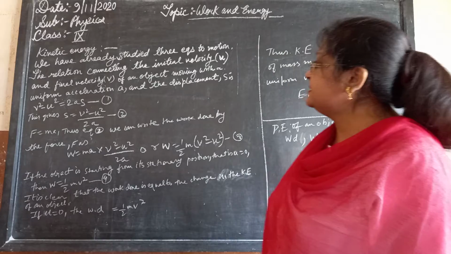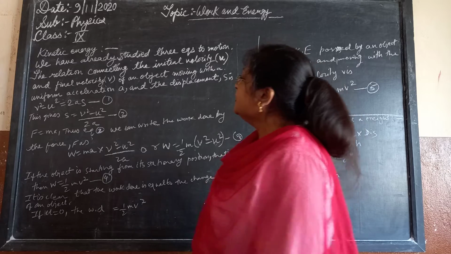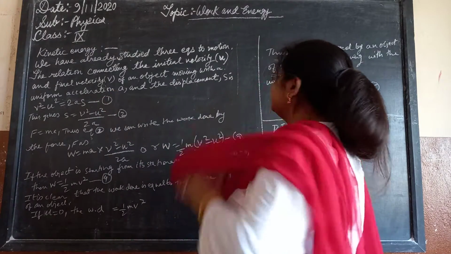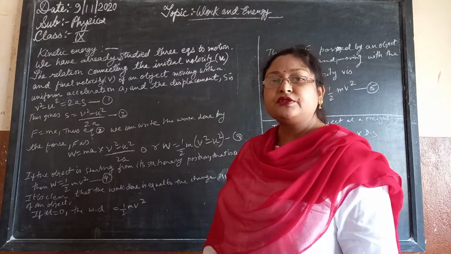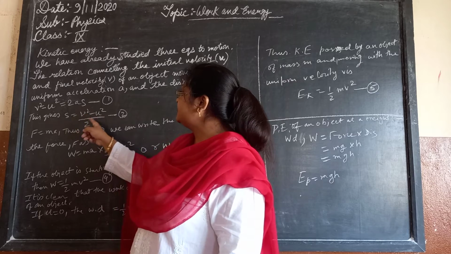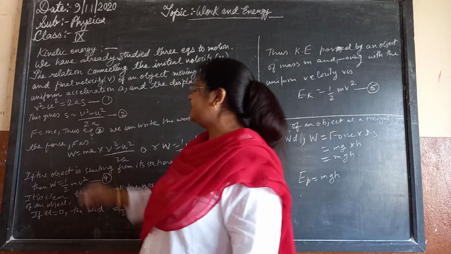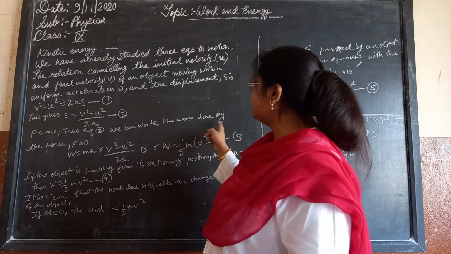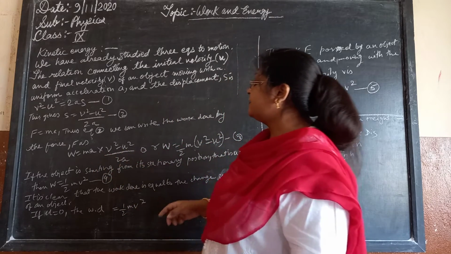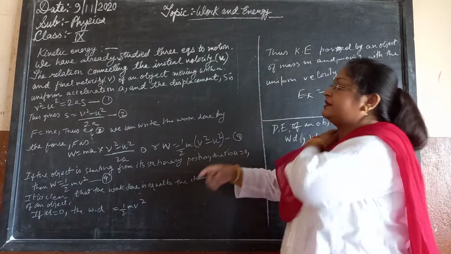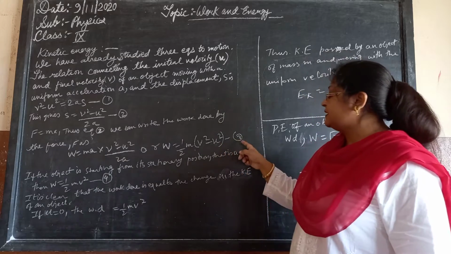The relation connecting the initial velocity u and the final velocity v of an object moving with a uniform acceleration a and displacement s is given by v square minus u square is equal to 2as, as this is an equation of motion. This gives s is equal to v square minus u square upon 2a, equation number 2. Where we have F is equal to ma from the previous equation, equation 2 can be written in work done form: W is equal to ma into v square minus u square upon 2a, or W is equal to 1 by 2 m (v square minus u square), equation number 3.